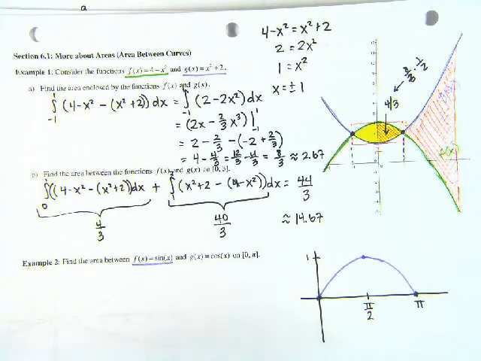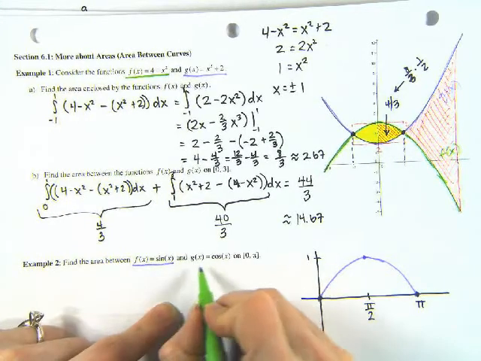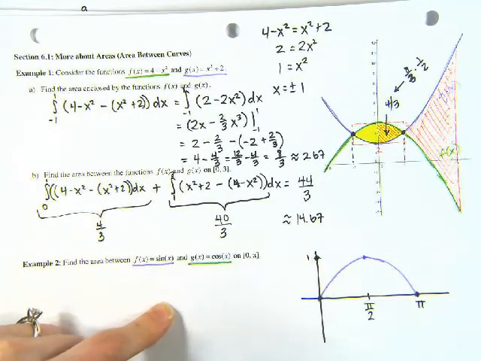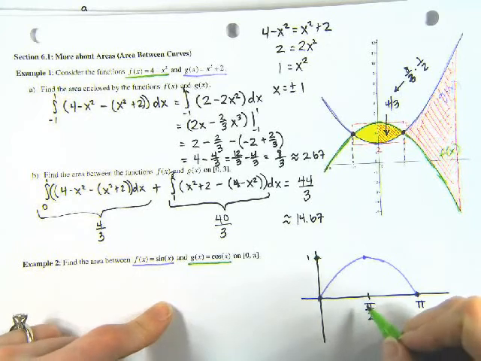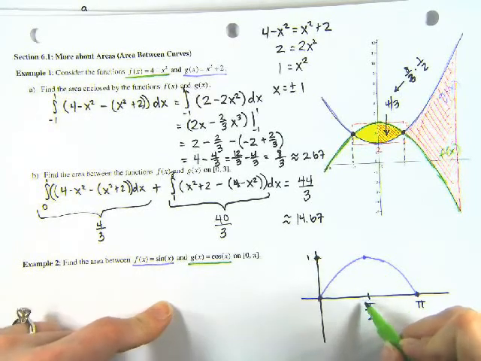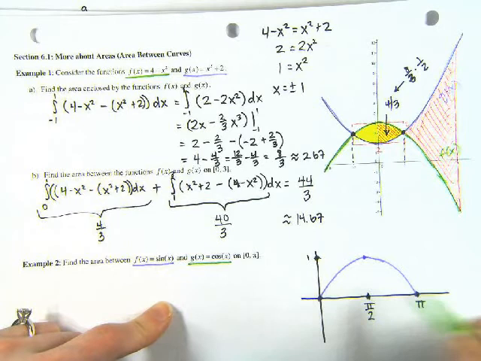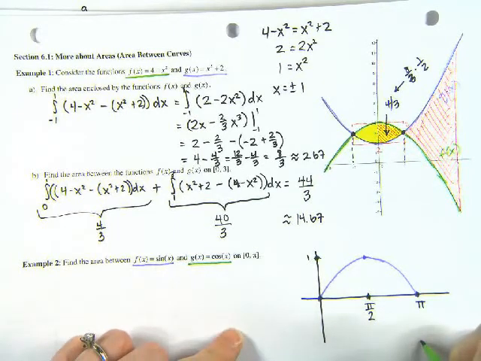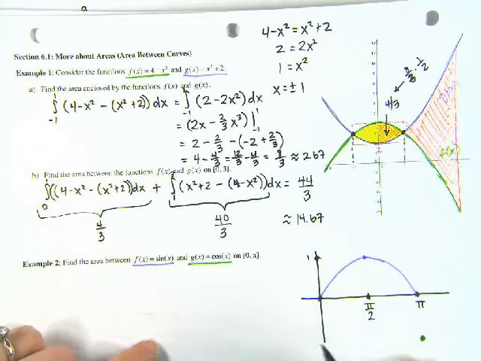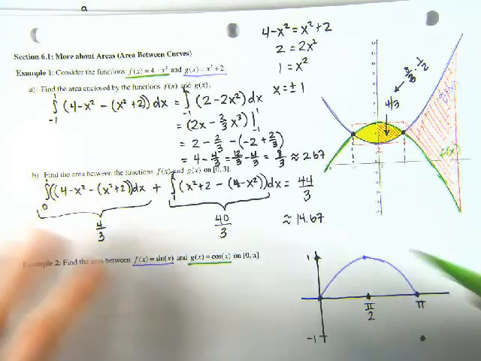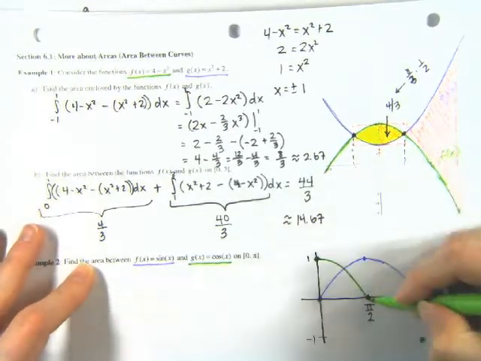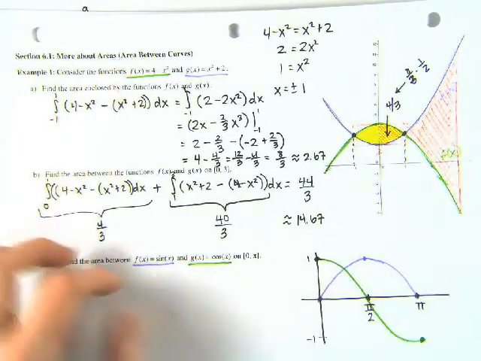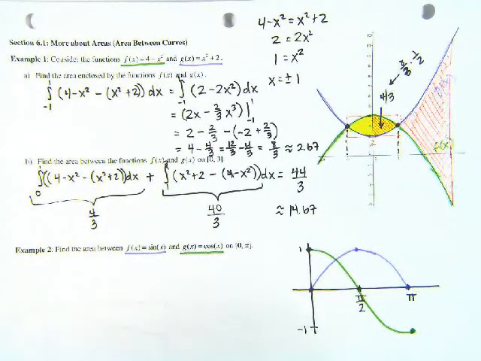And then cosine at 0 is 1. What is it at pi over 2? 0. And then at pi, -1. There-ish. Okay, so it goes the same kind of shape. Okay, so there's cosine. And again, we're finding the area from 0 until pi.